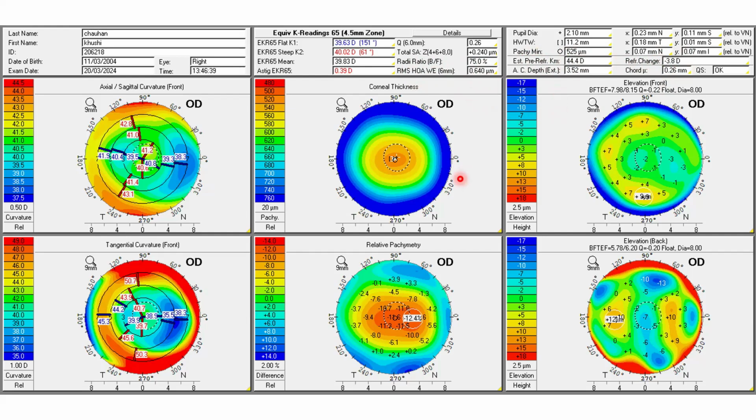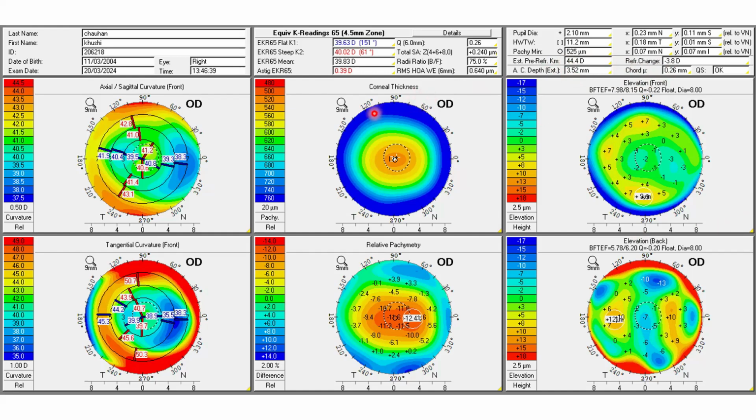I went through multiple reports, and it is highly unreliable. This estimated pre-refractive mean K and this refractive change sometimes vary by 2, 3 diopters. So it is not at all reliable. It's actually very difficult to imagine.